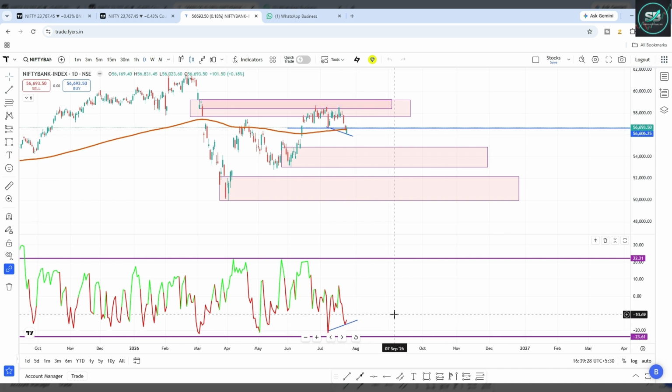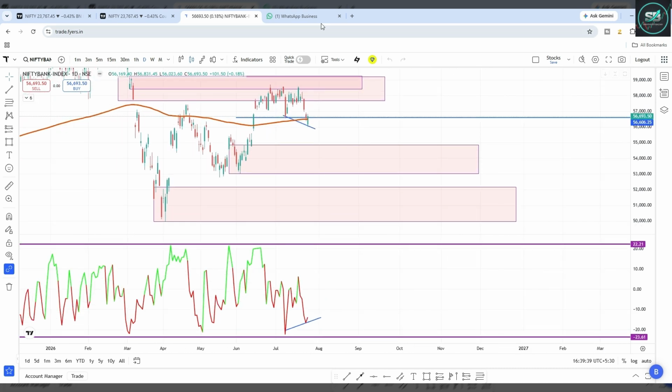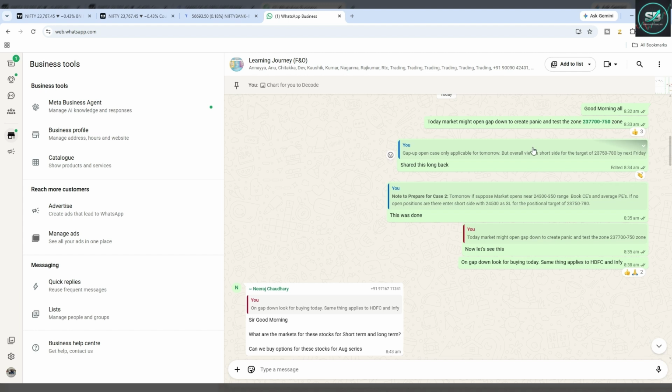This is one divergence where markets in next week will react positively. Already whatever dip we got today is a panic dip, which I have already told in my WhatsApp community in the morning also. Today market might open gap down to create panic and test this zone, and then market will react upside.